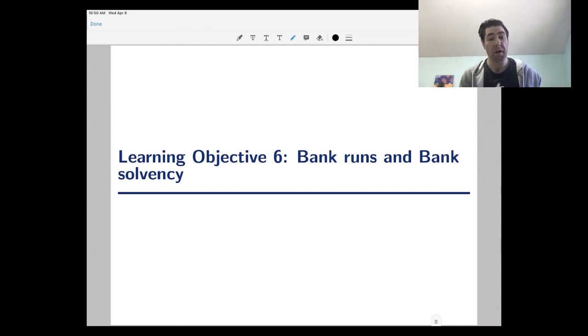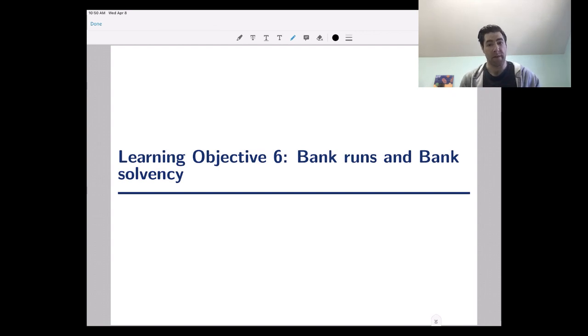Okay, so learning objective 6 is called bank runs and bank solvency. What we're going to look at here is one of the consequences of the fractional reserve banking system. Now, this system has a lot of advantages in that there's a lot more funding available for credit in our credit market, which has an important implication for what the economy is able to accomplish. So that really helps with economic growth, among other things.